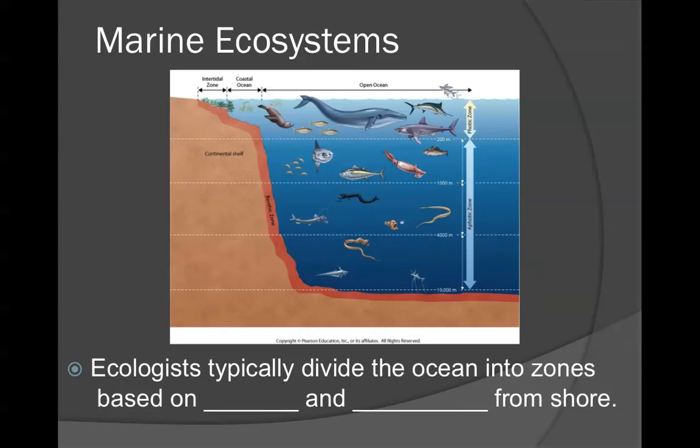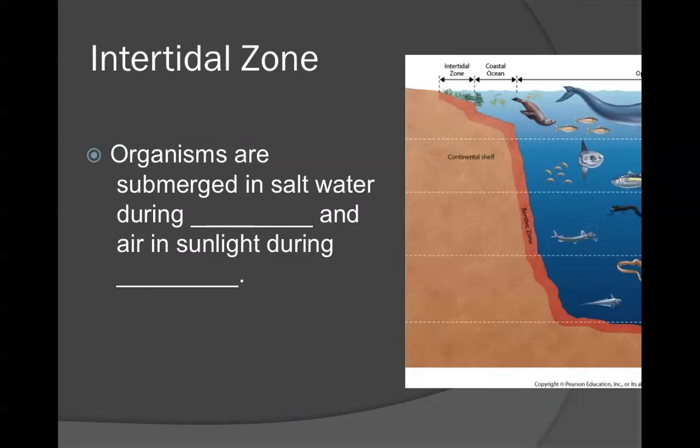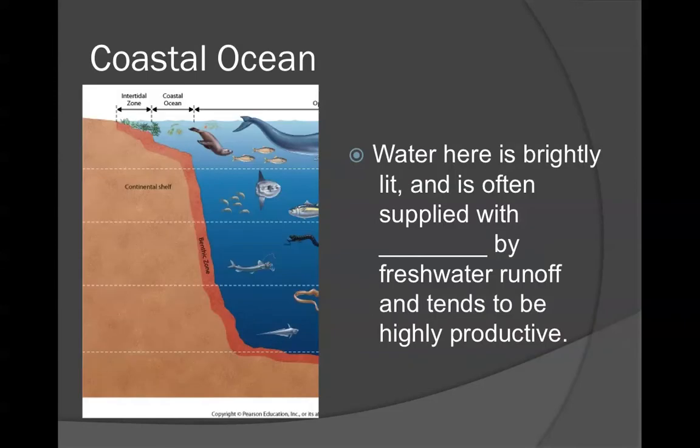All right, so now our marine ecosystems. Ecologists typically divide the ocean into zones based on depth and distance. Our first zone is the intertidal zone, and this zone is basically submerged in salt water during high tide and exposed to air during low tide. So we're going to see a good amount of plant life here. The coastal ocean, its water is brightly lit and is often supplied with nutrients by fresh water runoff and tends to be highly productive, meaning you see a good amount of biodiversity here.